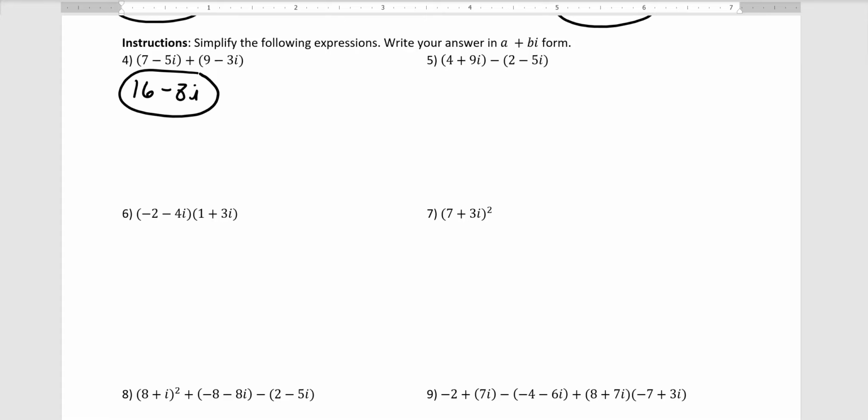If we're subtracting, remember we subtract the real. 4 minus 2 is 2. And then the imaginary, 9i minus negative 5i. So that'll become addition. So 9i plus 5i will become 14i. There we go.